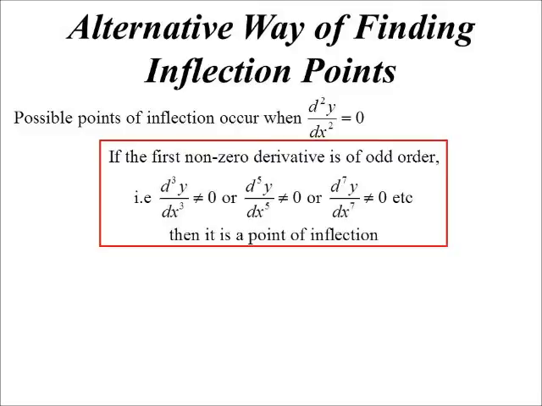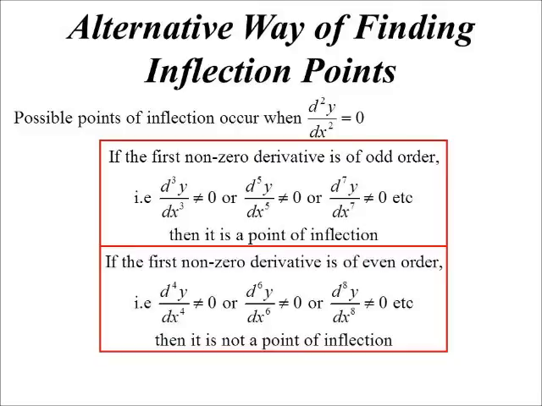Here's the actual rule. When you're doing it, if the first non-zero derivative is of odd order, third derivative, fifth derivative, seventh derivative, ninth derivative, and so on, then it is a point of inflection. So when you substitute in the actual point, if the first time you get an answer that is not zero happens to be on an odd derivative, it's a point of inflection.